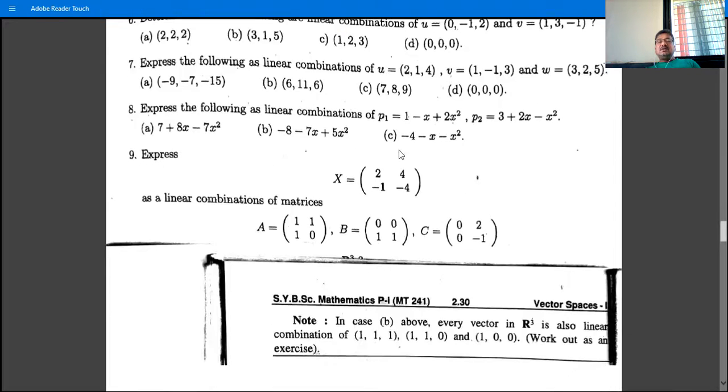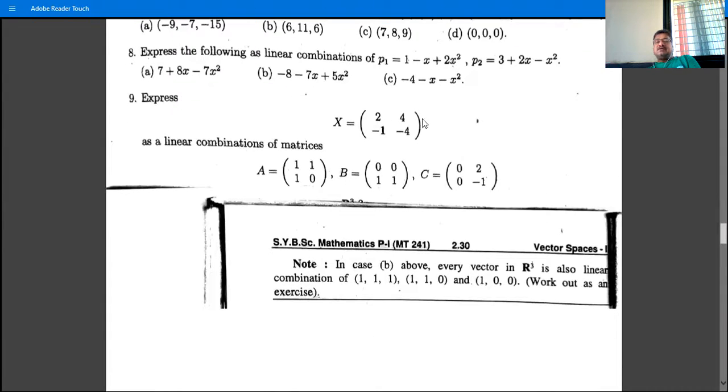In the last example, number 8, we have to express this polynomial as a linear combination of these two polynomials. Suppose this is Q. We have to express Q as a linear combination of P1 and P2. So what is the first sentence for these problems? Let K1 and K2 be scalars such that Q is equal to K1 P1 plus K2 P2, and then find the values of K1 and K2. If the values of K1 and K2 do not exist, that is, the system is inconsistent, then we say the vector Q is not a linear combination of P1 and P2.